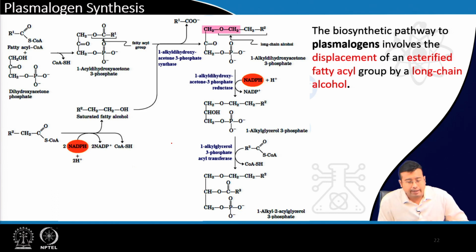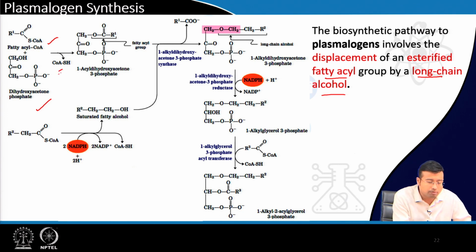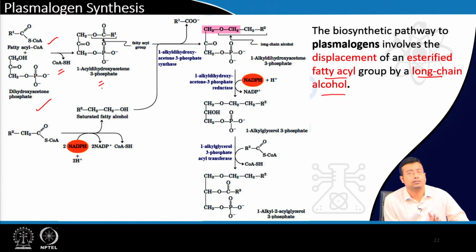Get your concept very right. The only goal over here is to displace the esterified fatty acyl group with a long chain alcohol, right. If we do that, we can see how the further process happens. So, the initial process, acyl transferase, everything is the same, right. So, how can we get the long chain alcohol? What happens over here is that fatty acyl CoA and dihydroxyacetone phosphate condense with the loss of a coenzyme A, and the first intermediate that is formed is 1-acyl dihydroxyacetone phosphate.